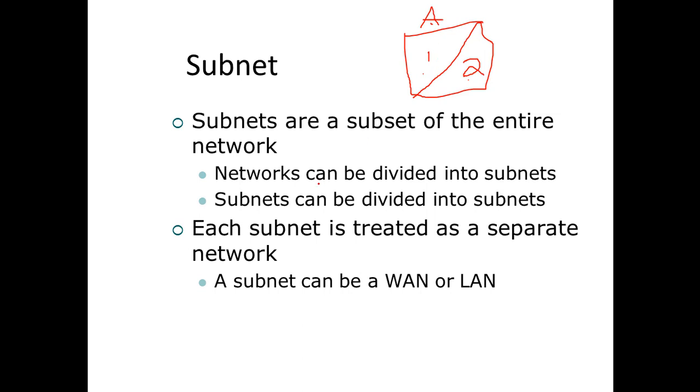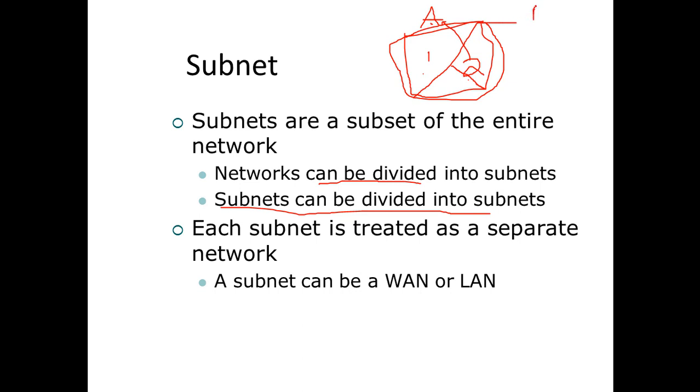So networks can be divided into subnets, and subnets can also be divided further into subnets. Let's say you have divided this A into A1 and A2, and similarly A2 wants to divide its own network within its own region. So this subnetting is also possible, and this subnetting will not be visible to the outside network, and it won't be seen outside from this network.